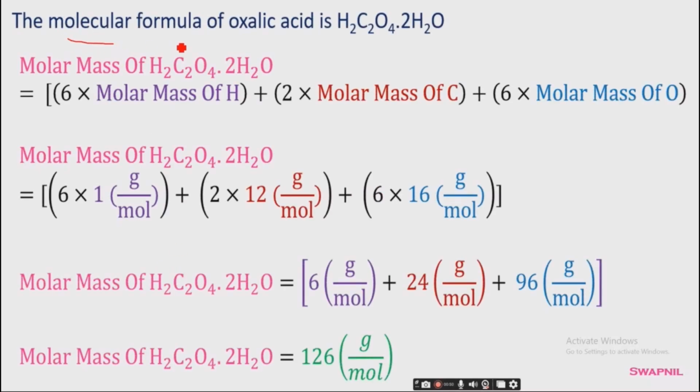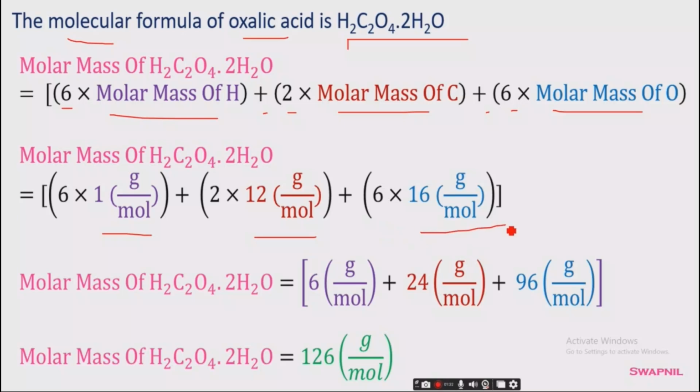We know that the molecular formula of oxalic acid is H2C2O4·2H2O. So the molar mass of oxalic acid is equal to 6 into molar mass of H atom plus 2 into molar mass of carbon atom plus 6 into molar mass of oxygen atoms. In this formula, there are 2 carbon atoms, 6 H atoms, and 6 oxygen atoms. So again, we know that the molar mass of H atom is 1 gram per mole, molar mass of carbon atom is 12 gram per mole, and molar mass of oxygen atom is 16 gram per mole.